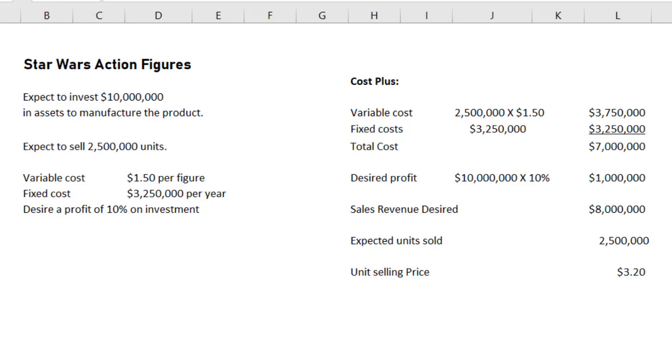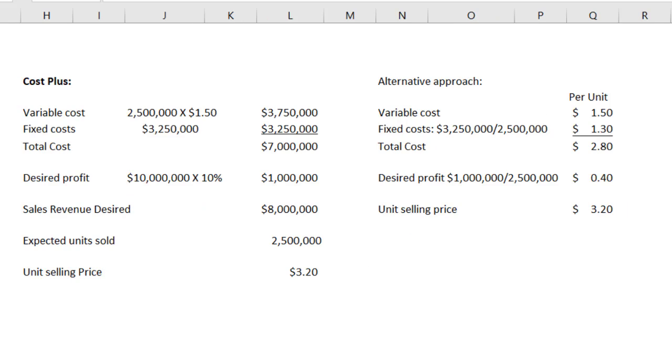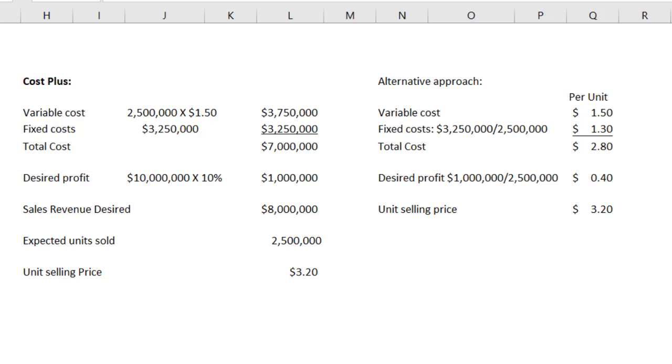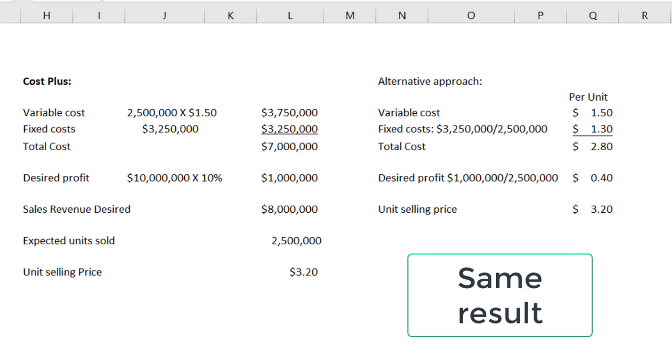We can look at this from an alternative perspective. Let's look at it on a per unit basis. When we look at this on a per unit basis, we know that our variable costs are $1.50, so then we just have to take our fixed cost in total, divide them by 2,500,000 units to get a fixed cost of $1.30 each. Our total costs are $2.80. If we wanted $1 million profit, that means that we want 40 cents per unit. We just took the $1 million and divided it by 2,500,000 units. So our selling price needs to be $3.20. These approaches, one is just a total approach and one is just a per unit approach.